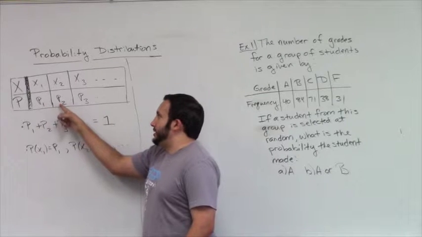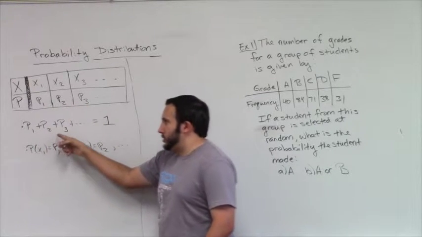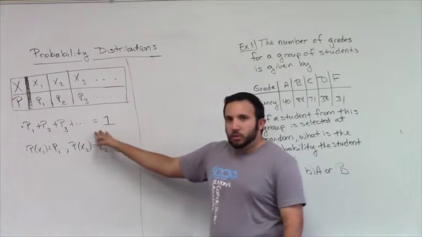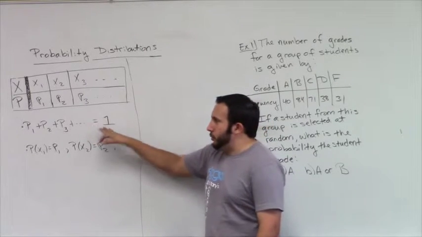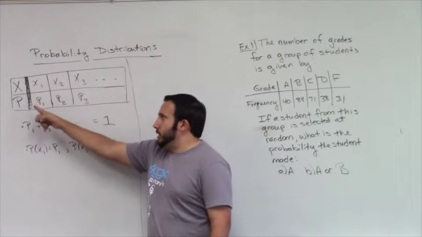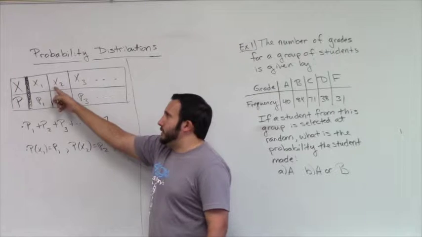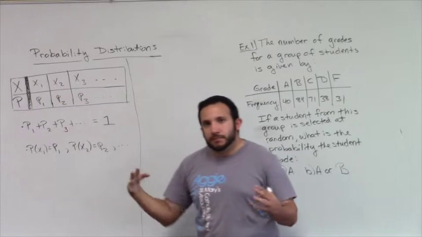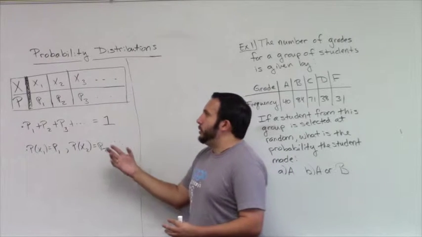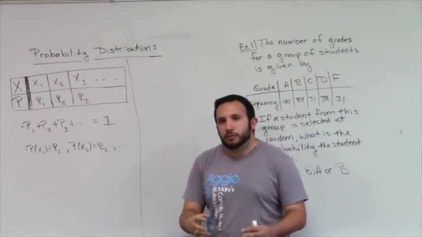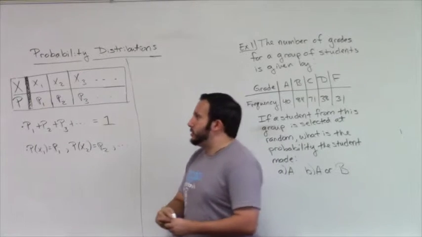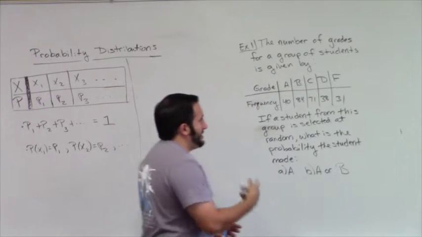Now, a couple of really important things that you need to understand. All the probabilities in this table, the P1, P2, P3, plus all the probabilities there, must always equal 1. Very important that you understand that. If I want to find the probability of, say, this x1, that's P1. The probability of this x2, that's P2, and so forth. Now, a lot of times, they don't give you the probability straight out. They may give you a frequency. So sometimes you need to make your own probability distribution based on the frequencies that they give you.